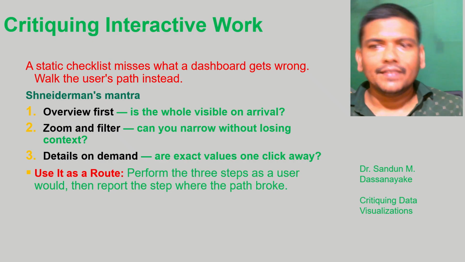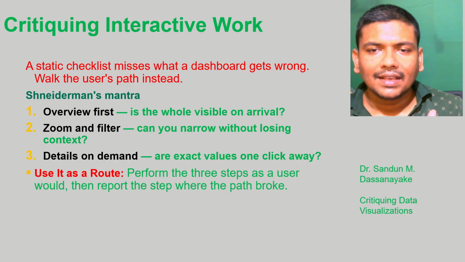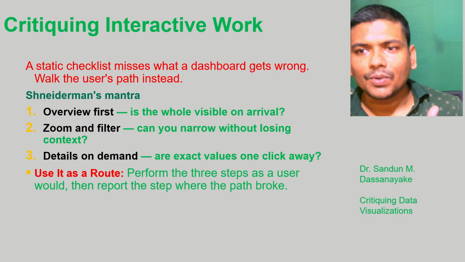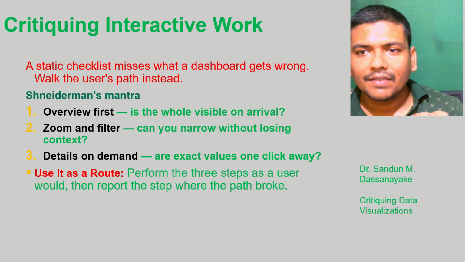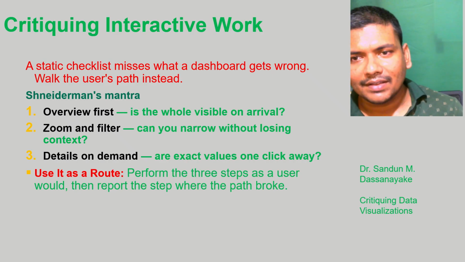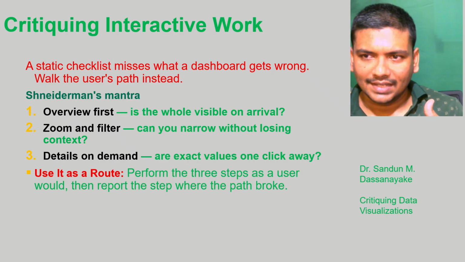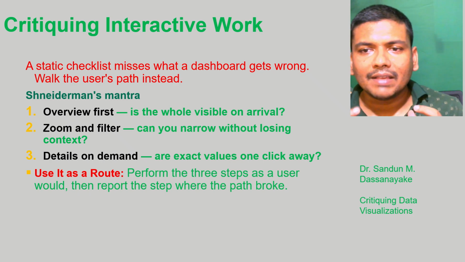Everything so far assumes a static image. A dashboard is not an image, it is a path and a checklist. Walk straight past what is broken. Ben Shneiderman gave us the path in 3 moves: arrive and see the whole thing, narrow down without losing your bearings, then get the exact number when you finally need it. Most failing dashboards break at step 1.